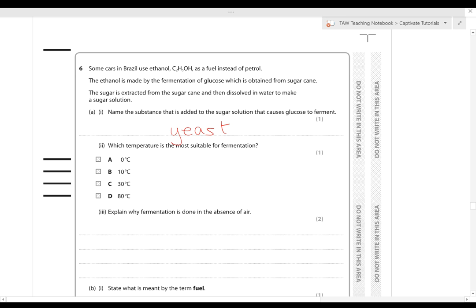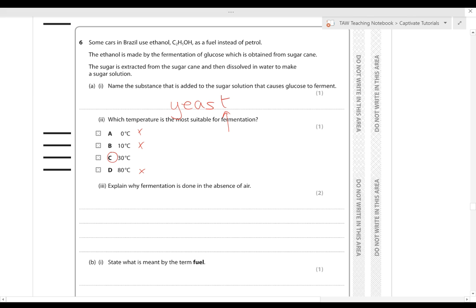The temperature that's most suitable for fermentation. Now we've got to think we're using yeast, which is a living organism. So we need to work at a temperature that's optimum for its enzymes. So 0 and 10 would be too cold. The reaction just wouldn't be quick enough. At 80 degrees, the enzymes would have denatured and so it wouldn't work at all. So our optimum temperature, or the most suitable temperature, is C, 30 degrees C.